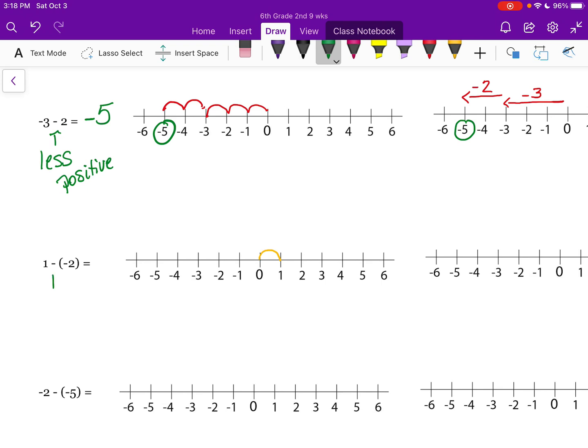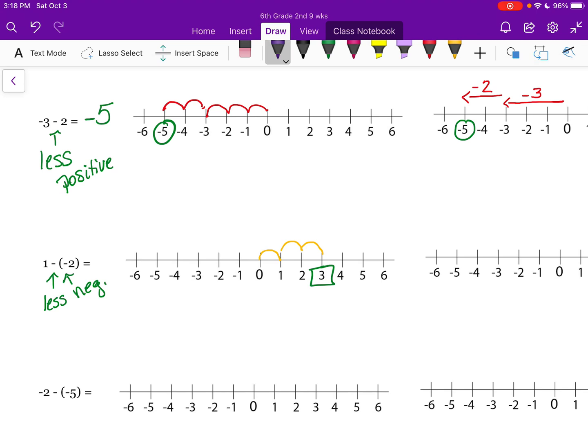So if we think about this, subtract is less, negative, less negative. So if we want to get less negative, do we go to the right or do we go to the left? Yeah, we go to the right. If we want to get less negative, we have to go to the right. So we're going to go to the right 2 more. 1, 2, and that's going to end us up at 3.